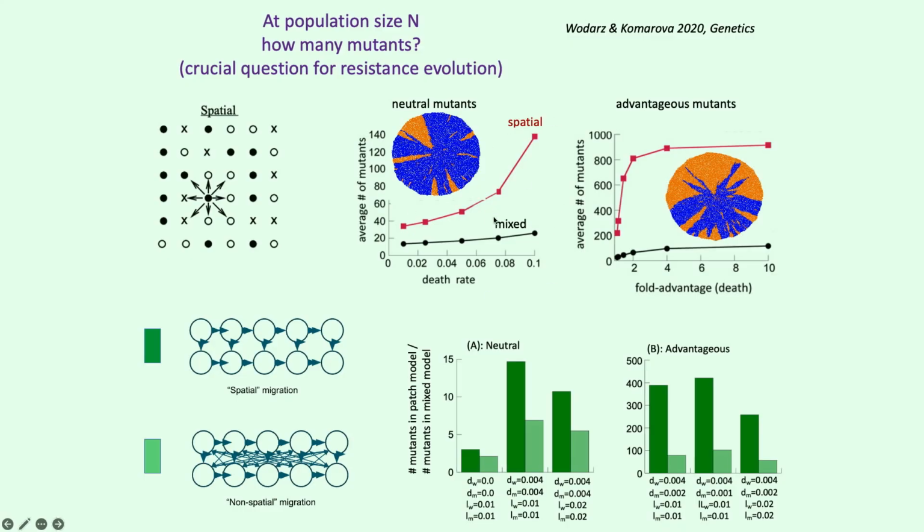Look, this is just kind of similar things showing here. This is the average number of mutants in a growing colony. These are neutral mutants in the spatial system, many more than in the mixed system. This is for advantageous mutants. It's the same here as well.